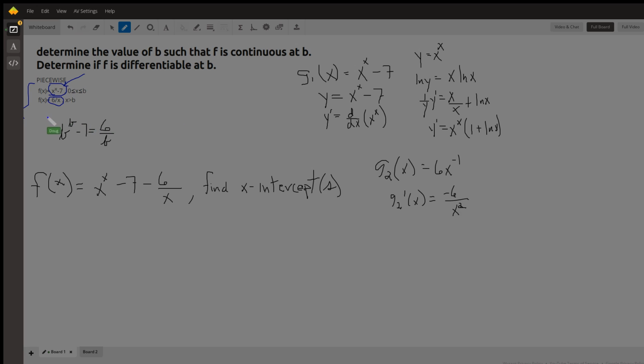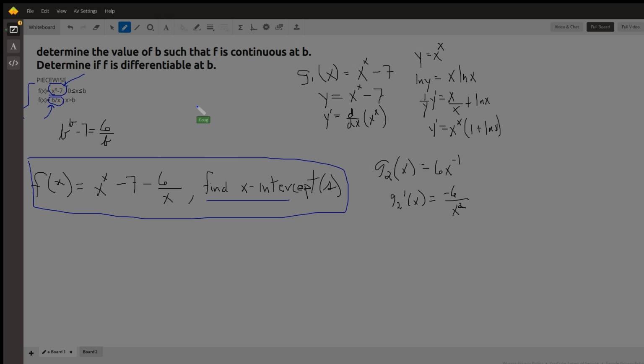For them to be continuous, the limit as we get close to this point has to be the same value. Okay, so I don't know the expectation of how you're supposed to be able to find that value. One way to do it would be to say f of x equals x to the x minus 7 minus 6 over x, and then find the x-intercepts or roots of that function, perhaps using Newton's method. Another way to do it is to graph each of these functions on a graphing calculator and find the point of intersection that way.